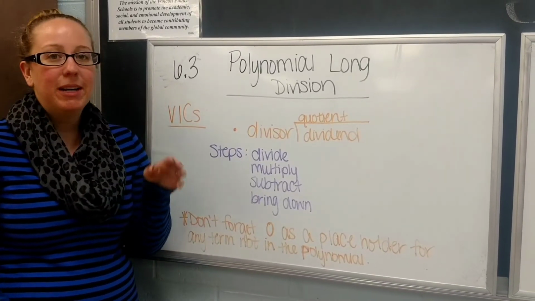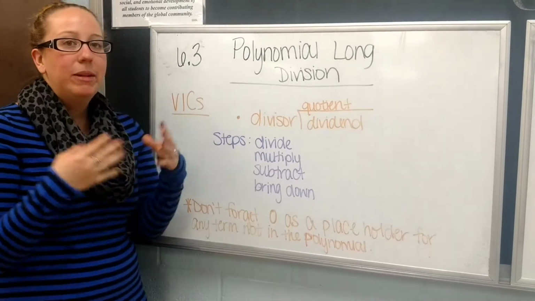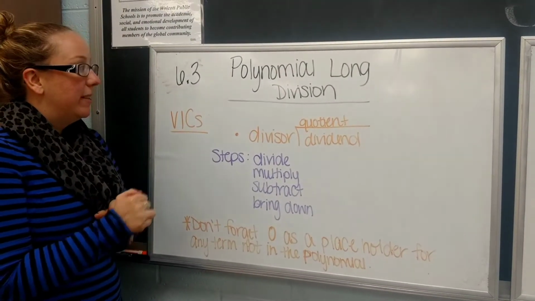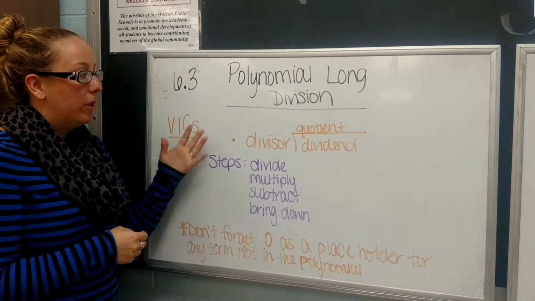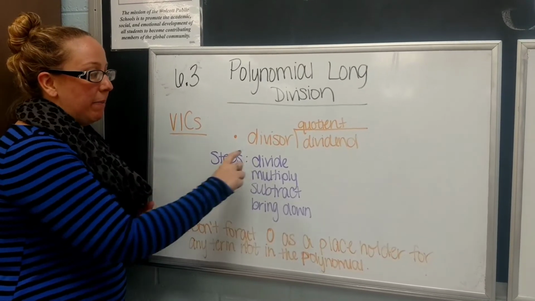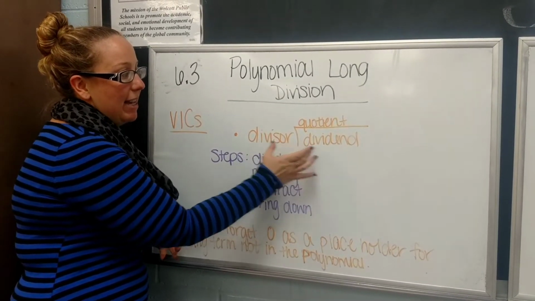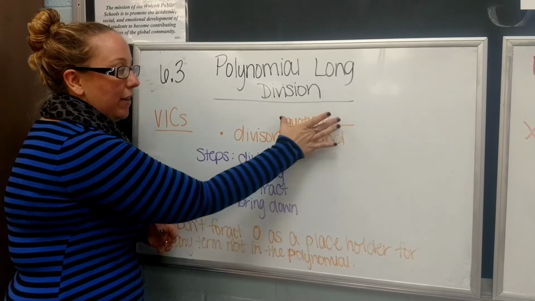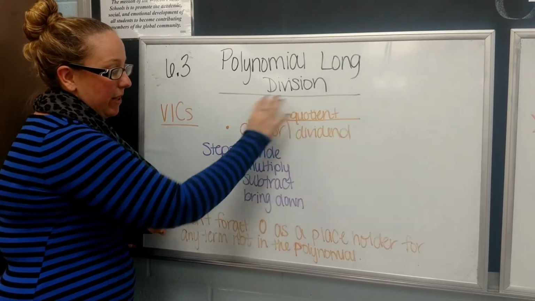In chapter 6, we talked about adding and subtracting and multiplying polynomials, and then we went into graphing them, and now we're going to talk about polynomial long division. This is section 6.3, and your VICs for this section are: when you divide polynomials, you still have your divisor as whatever you're dividing by, the dividend, which is the number you're dividing into, and the quotient, which is your answer. And so when you set up your long division, it's going to look like this.